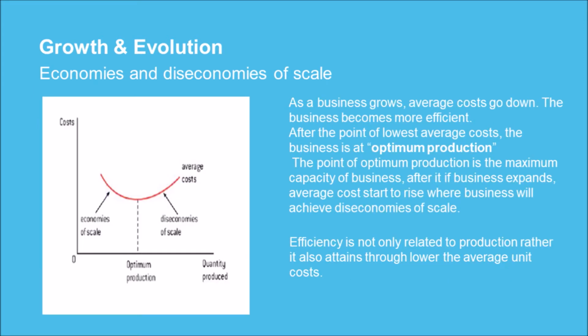As per the picture attached, you can see that when a business grows, average costs go down. The business becomes more efficient. After the point of lowest average costs, the business is at optimum production. The point of optimum production is the maximum capacity of the business. After it, if the business expands, average costs start to rise, and the business will achieve diseconomies of scale. Efficiency is not only related to production, rather it is also attained through lower average unit costs.